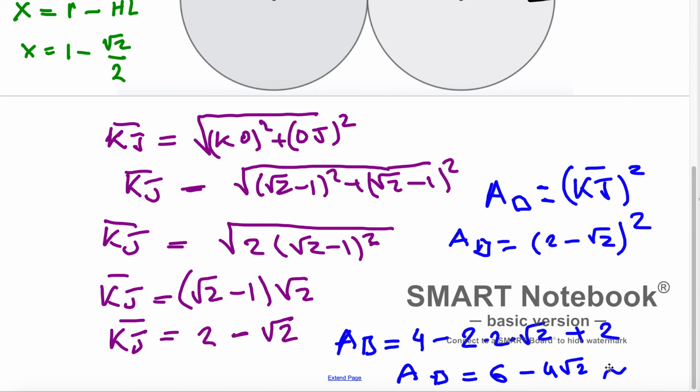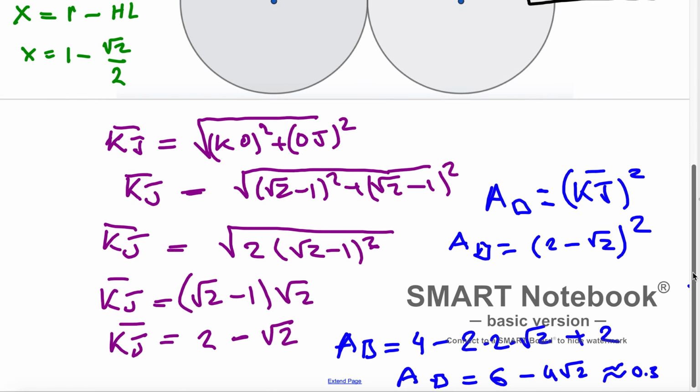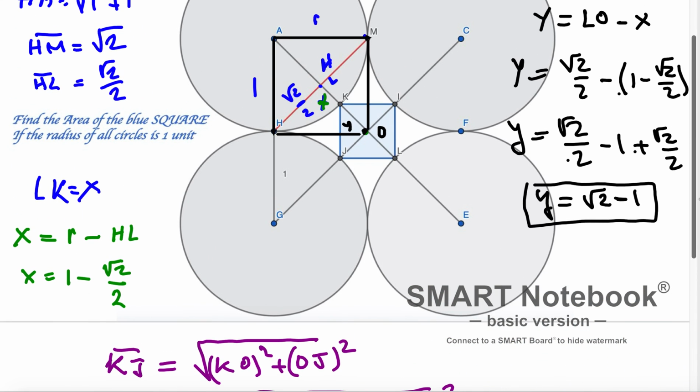If we are calculating in a calculator, it's going to be approximately 0.3 units square, or 6 minus 4 square root of 2 units square. So this is the answer for the blue square. So the area of the blue square is equal to 6 minus 4 square root of 2 unit square, or approximately 0.3 unit square.